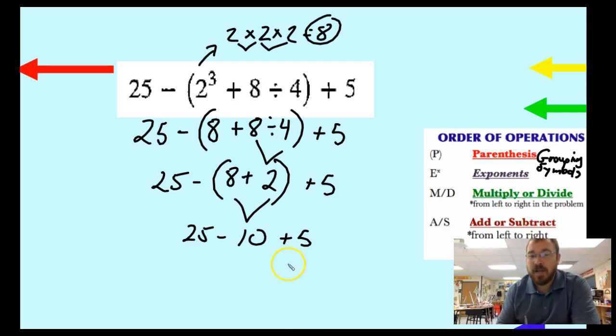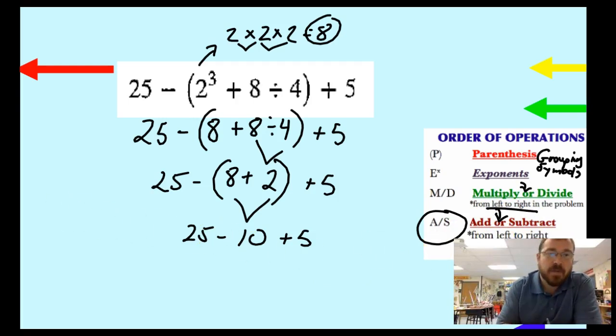Again, a problem might happen here as well because in our acronym it says A, then S, but recognize it says "or" for these two steps, from left to right, from left to right. So I've got to make sure that I'm doing that correctly. I'm going to solve this from left to right. 25 minus 10 is 15. 15 plus 5 gives us our final answer of 20.